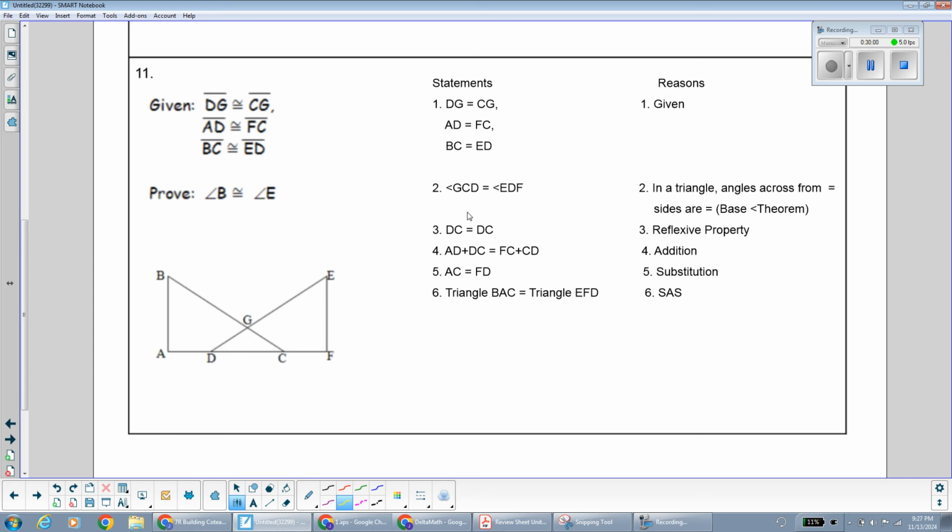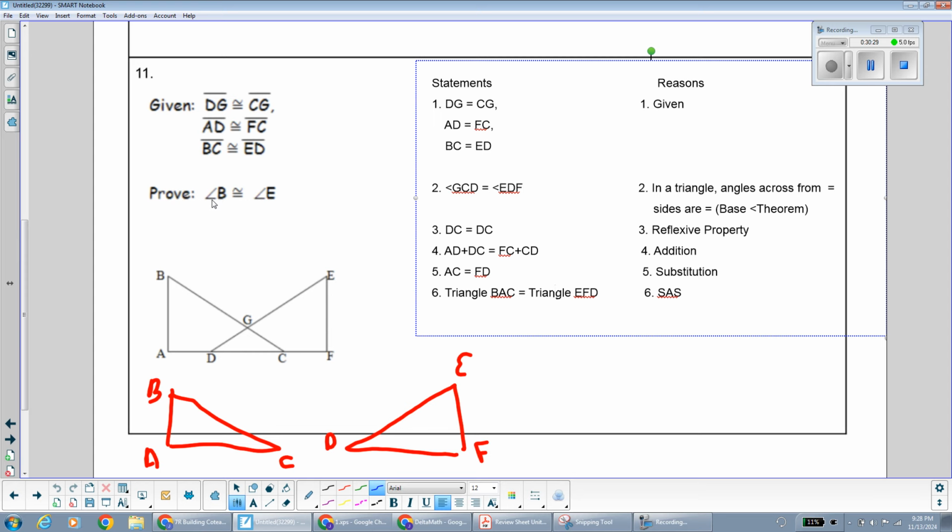So the reason why this proof is tricky is because the triangles are overlapping. So when you have overlapping triangles, a really good idea is to take the triangles and draw them separately. And that way, when I mark the givens in the diagram, I'm also going to mark them in the separated triangles. Oh, and it looks like I didn't even finish this proof over here because our ultimate goal is to prove angle B congruent to angle E. B and E are corresponding angles of the two triangles.